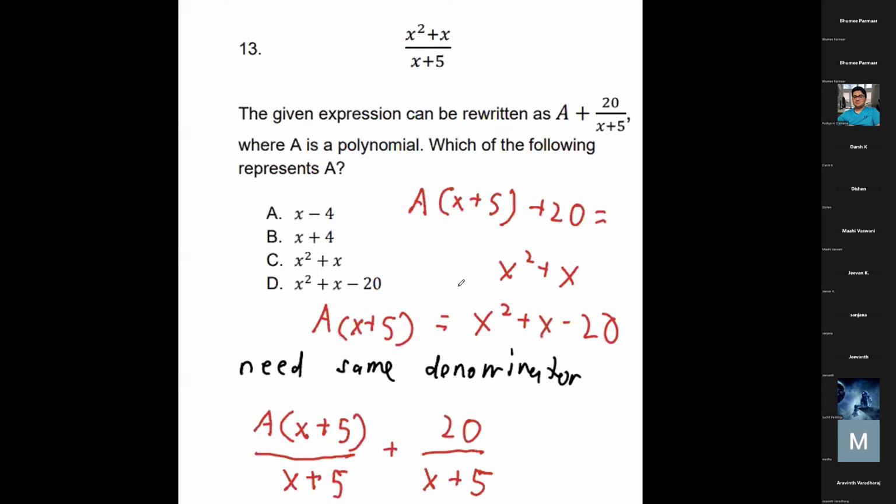Well, what times x plus 5 would equal this? If we do x minus 4, well, negative 4 times positive 5 is negative 20, so that would be the correct answer. Positive 4 times positive 5 would be positive 20, so that's not the right answer. Answer choice D assumes that you didn't make it the same denominator, and answer choice C is just this. They didn't even get rid of the 20, so the correct answer choice is A.